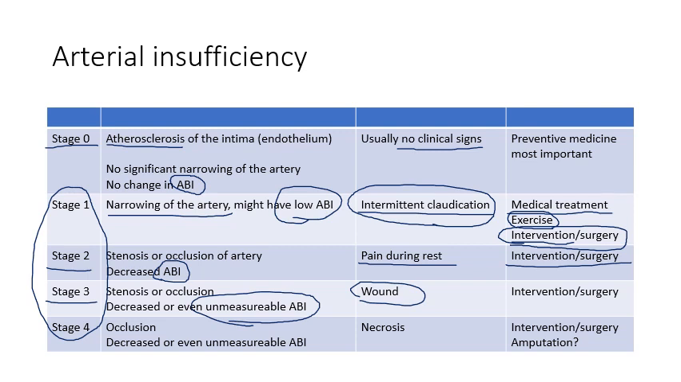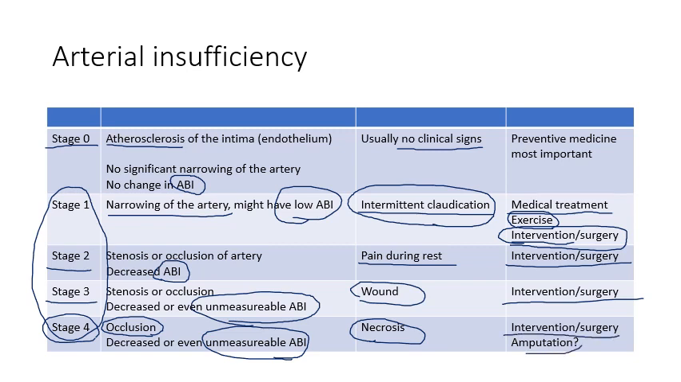And this is definitely a reason to do interventional surgery. And finally, stage 4, you have at least one or several occluded arteries. You might not be able to measure the ankle brachial index, and you have necrosis. So you have complete tissue loss. And in this case, most definitely interventional surgery and sometimes even amputation.